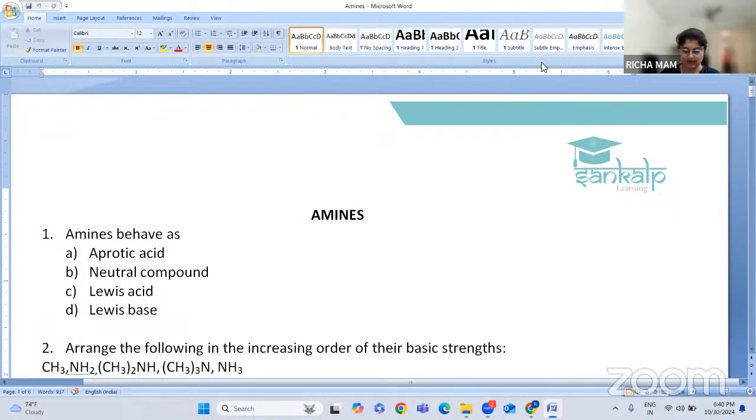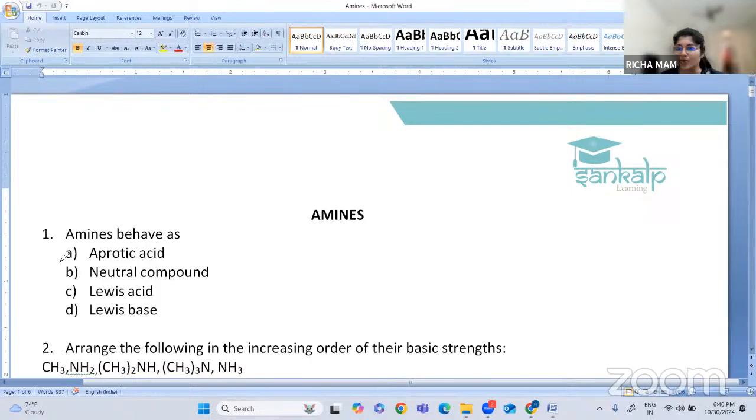So amines are organic compounds which consist of a nitrogen atom. How do you represent this amine as RNH2? Yes, very good, Sri Varuni. So we represent the amine as RNH2. This is the general representation of amines. Amines are organic compounds which consist of a nitrogen atom.